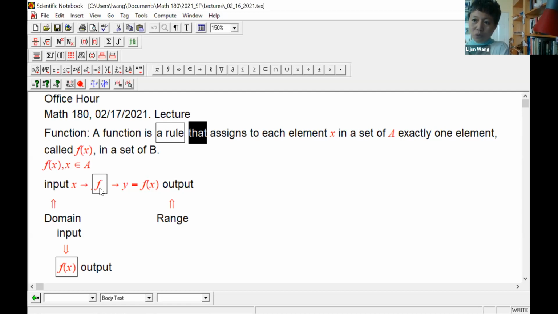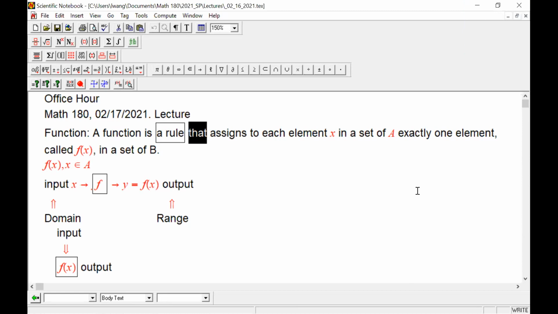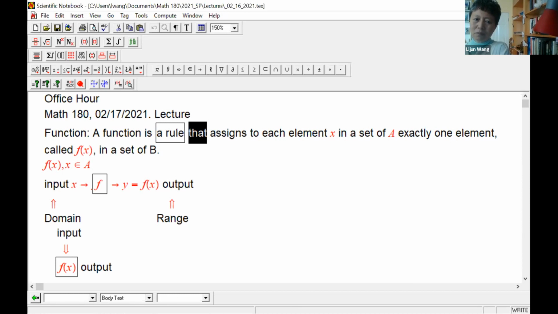So this rule takes each input from the domain and produces how many outputs in the range? How many? One? Exactly one. If you say one, wrong. The word exactly one must be there because exactly one emphasizes the uniqueness.